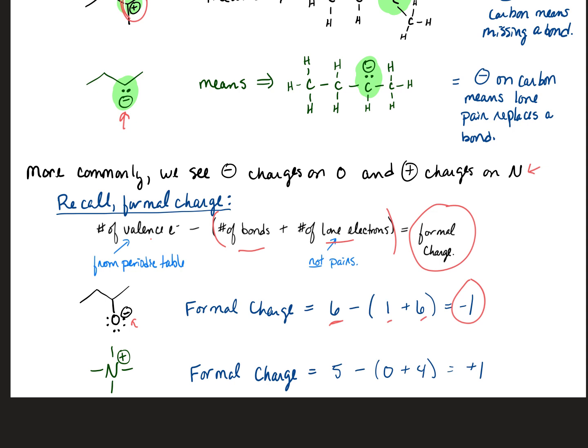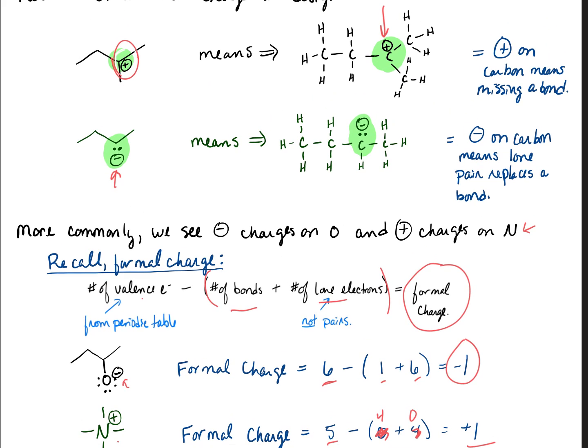Versus nitrogen has a positive charge here. Well, it's got 5 valence electrons. Sorry, I did this backwards. It's got 4 bonds and 0 lone electrons, so that's okay. It's still going to total out to +1. Sorry, I just did those backwards. What you should do is go back and prove to yourself that that's the proper way to get those positive and negative charges on carbon.